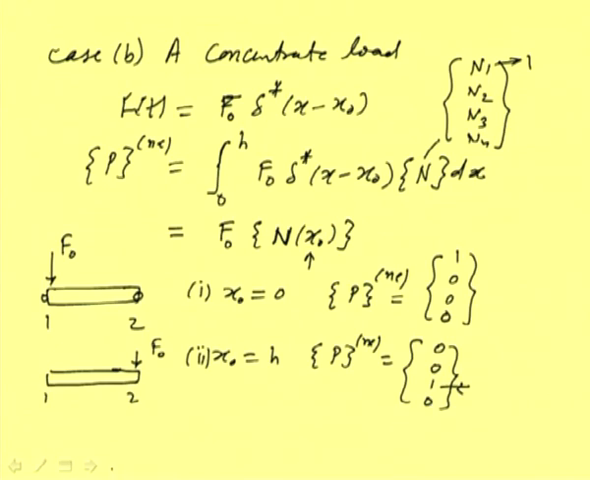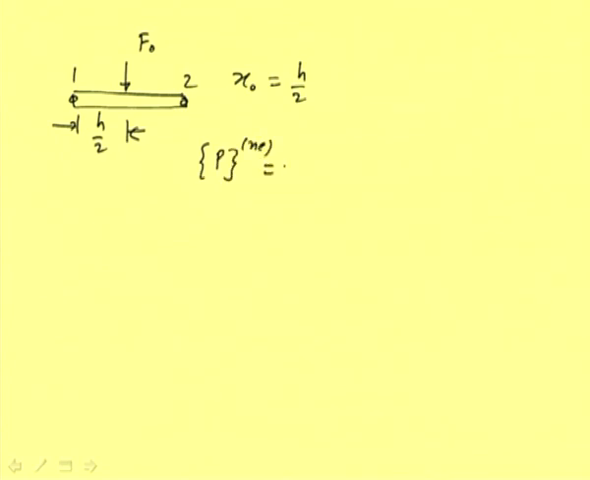And in the third case, when the load is acting in between the nodes, let us say at the middle of the element, H by 2, in this case x naught is H by 2, and if you substitute this in the previous expression, we will get this as half, 1 by 8 H, again half, and minus 1 by 8 H.